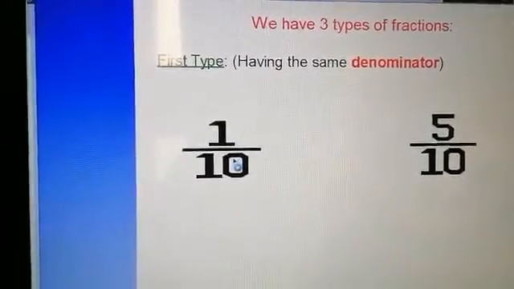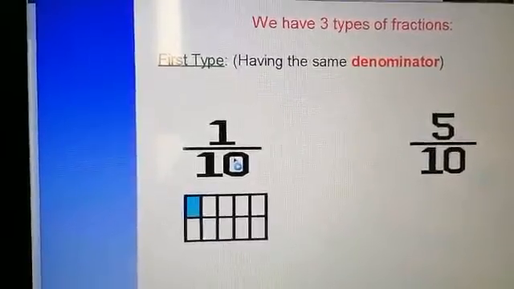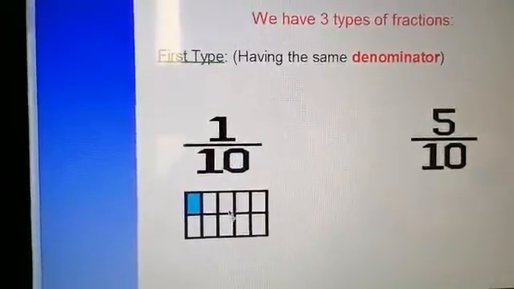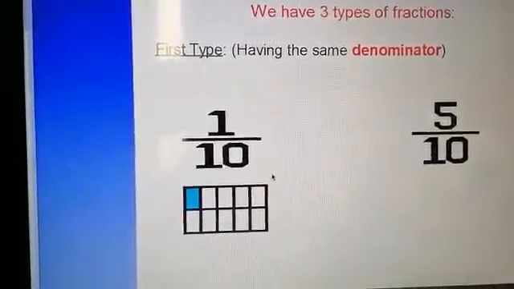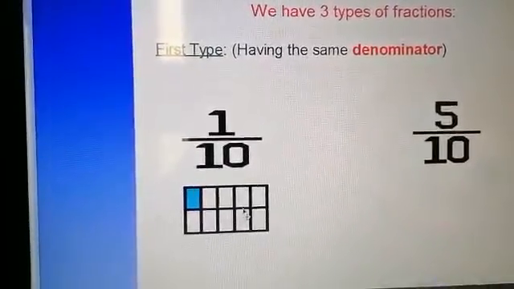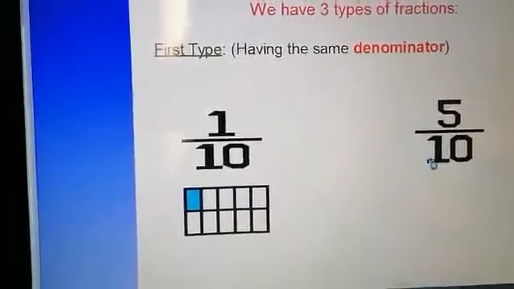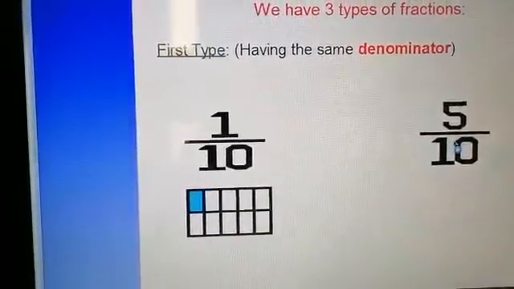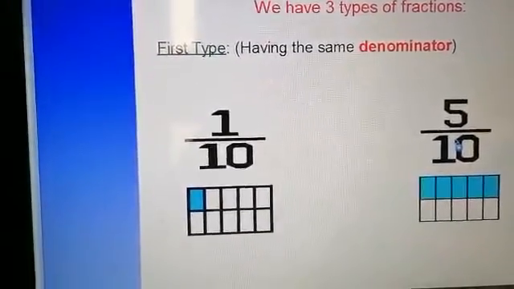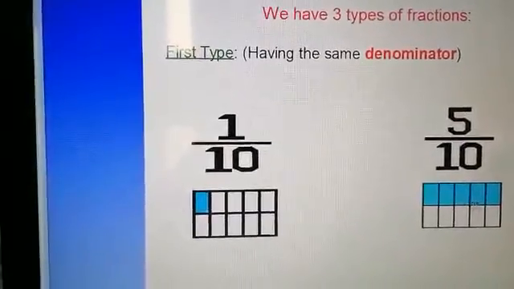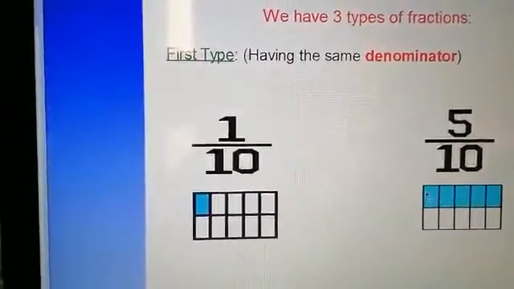First, what is the meaning of 1 over 10? It's read as 1/10. And 1/10 means we have this figure consists of 10 parts and we colored only one part. What's the meaning of 5 over 10? It's read as 5/10. And it means that we have a figure consists of 10 parts, we colored 5 parts.